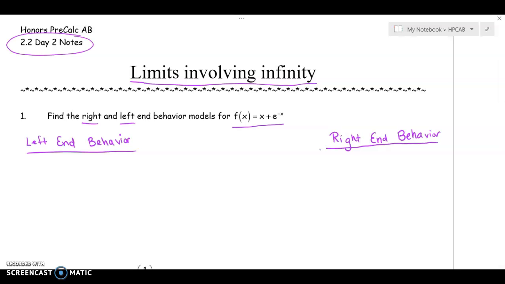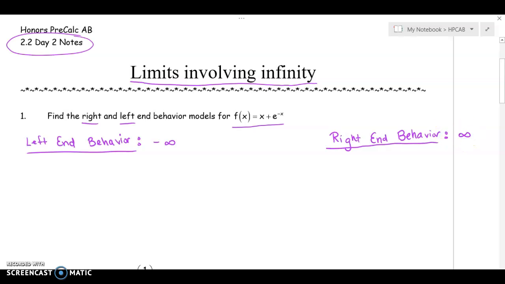So if it looks like it's following that of an x cubed graph, the equation might be f of x equals x cubed, or whatever it is. All right, so let's look at this. The left end behavior is as we go to negative infinity. The right end behavior is as we go to positive infinity.